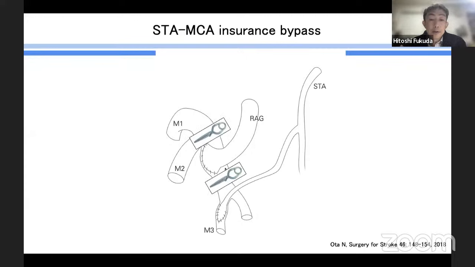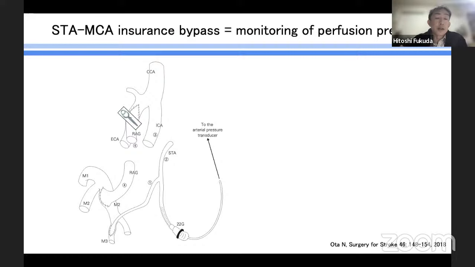While the radial artery graft is anastomosed with M2 portion of the MCA, we are clamping the M2 for 20 or 30 minutes. During this clamping time, this STA-M3 bypass secures the blood flow of the distal MCA territory to prevent ischemic complications. In addition, later in the surgery, this insurance bypass also works as a monitoring of perfusion pressure of the MCA to check the function of radial artery graft.